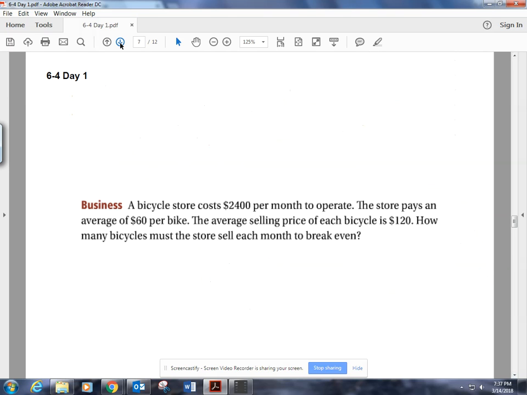Looking at this next problem, we have a bicycle store that costs $2,400 per month to operate. The store pays an average of $60 per bike. The average selling price of each bicycle is $120. How many bicycles must the store sell each month to break even? Ooh, I heard the words break even. Because it says break even, most likely we're going to write it in slope intercept form.